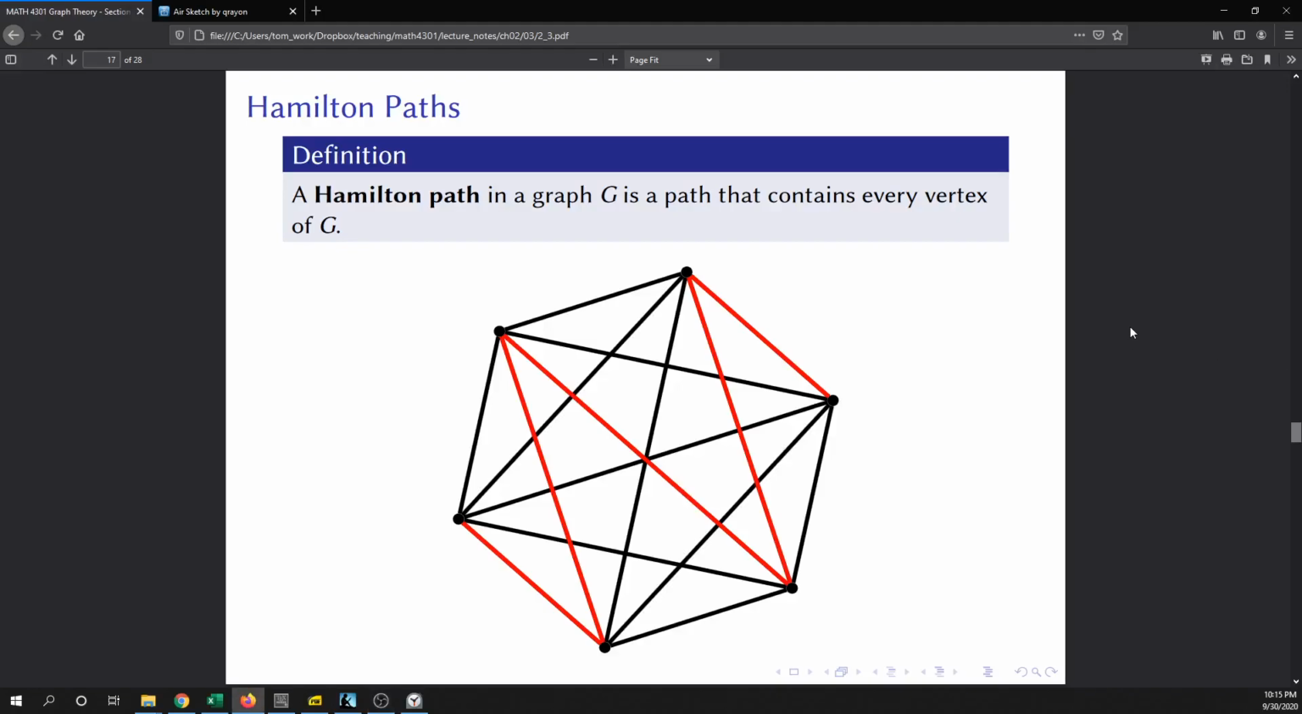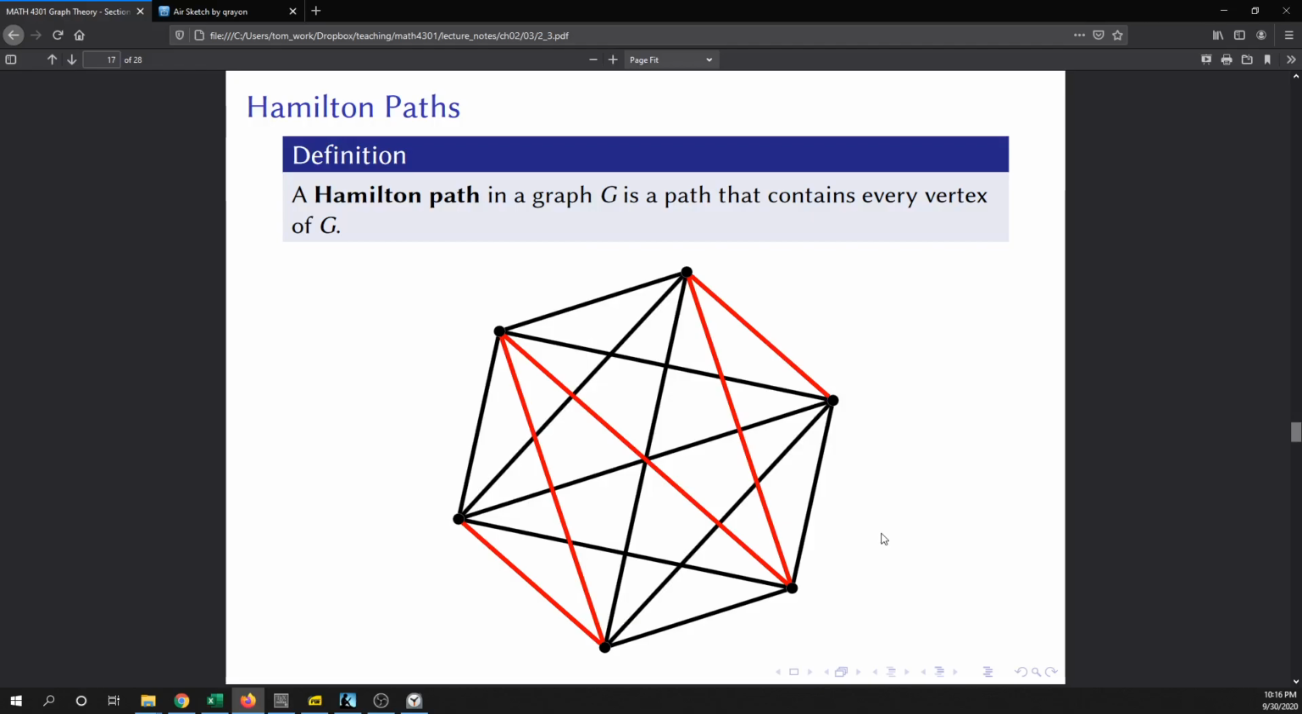In this video, we are going to talk about Hamilton paths and decompositions of graphs into Hamilton paths and paths. All right, so a Hamilton path in a graph G is a path that contains every vertex of G. So here you can see I have this path with red edges, and you can see it is a Hamilton path. It contains every vertex in the graph.